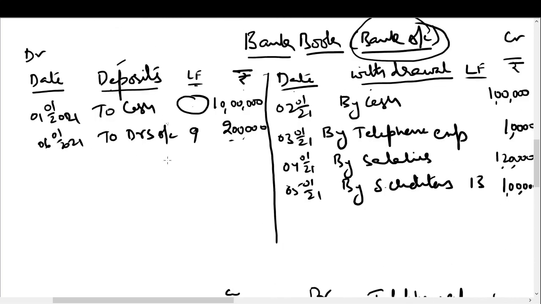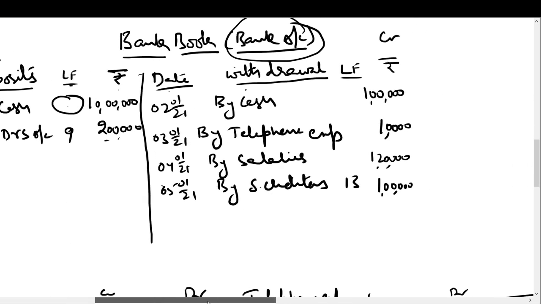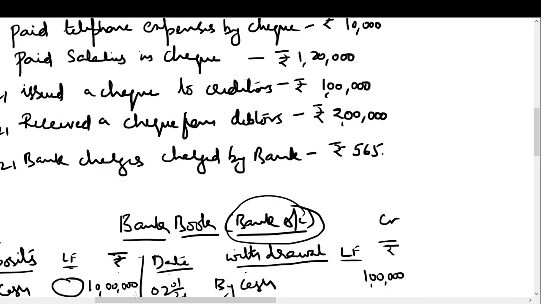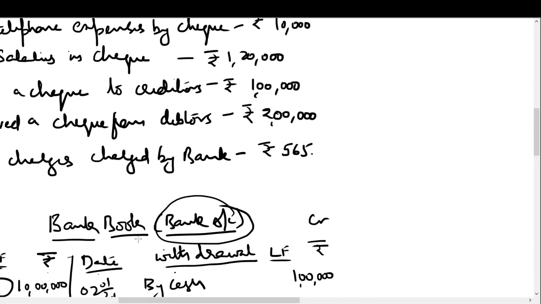Now they will withdraw money from my bank account. We are not going to pay them cash. From our bank account they will withdraw that money and we have to write by bank charges. It is not a deposit. Hence, I will record it on the withdrawal side. What was the date of the transaction? 7th January.